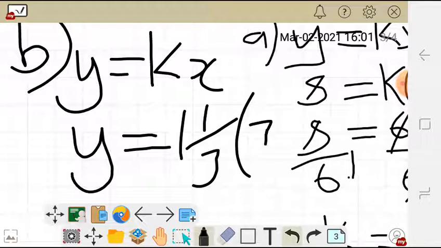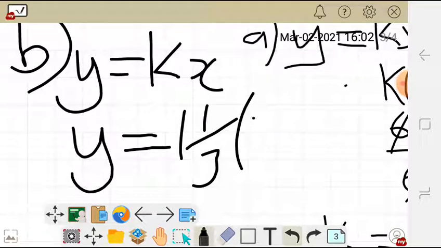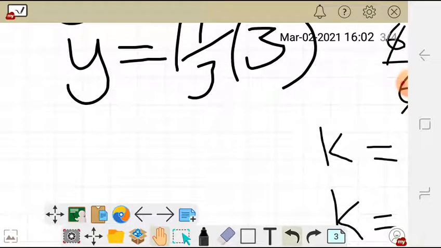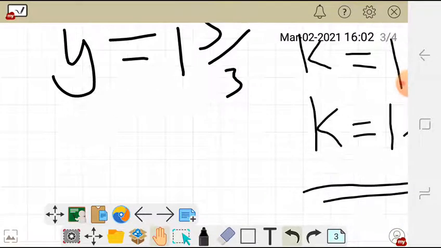And then our x is 3. Then we do the calculations now. When doing the calculation, we are going to find that our y is equal to this 3 here multiplied by this mixed fraction, which is 1 and 3 over 3.